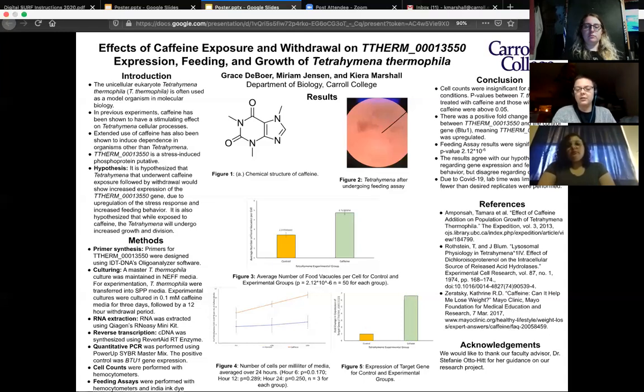Figure 4 shows the result of our growth curve and our number of cells per milliliter of media. Our p-values were 0.170, 0.289, and 0.250 respectively for 6, 12, and 24 hours. Since all of these values were above 0.05, even though there's a visible difference between the growth curves, we cannot call these values significant. And finally, figure 5 shows the fold change values between our control and experimental genes.